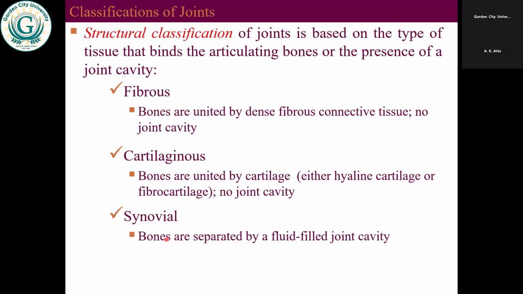Then by structure, we are looking at where two or more bones meet. Where they meet, what is the material that binds the bones together? So you can have a fibrous joint. At a fibrous joint, we have fibrous connective tissue. At a cartilaginous joint, we have cartilage present. Then at a synovial joint, we have a joint capsule.